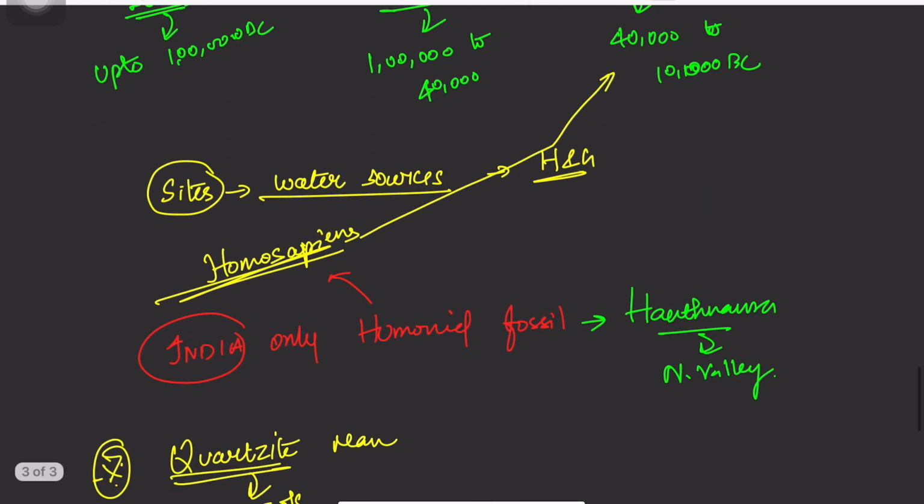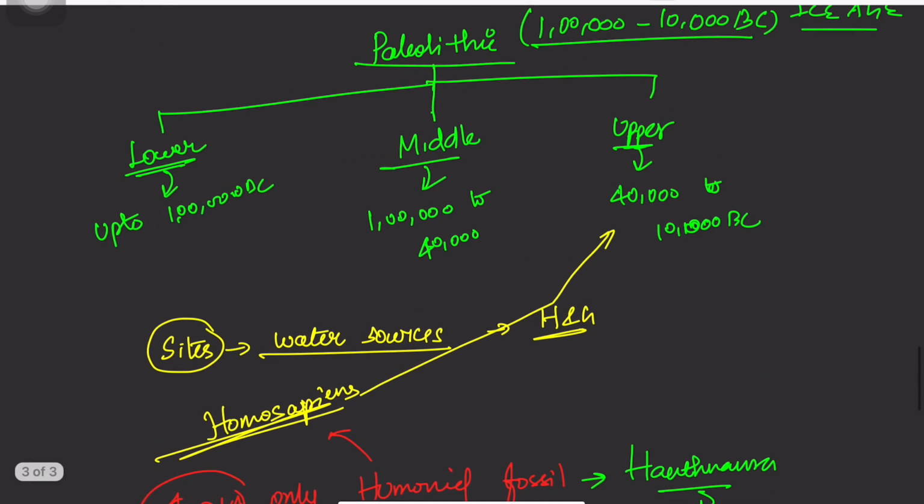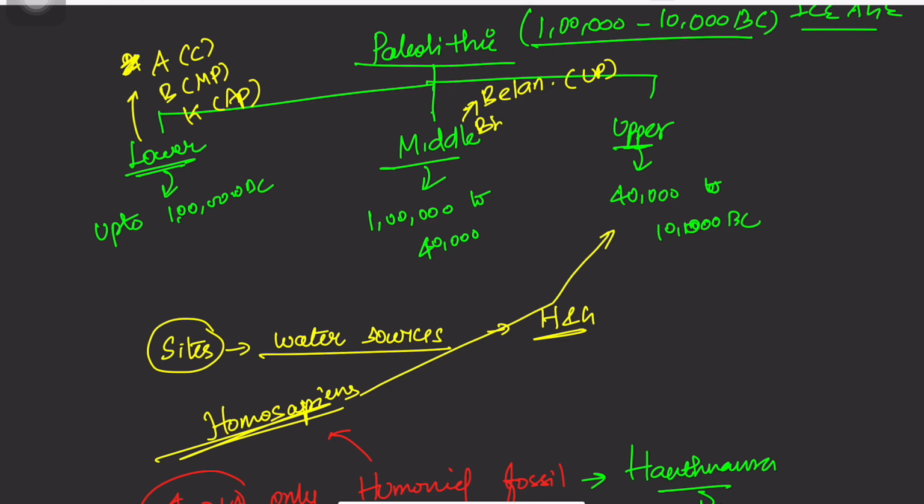Some important sites for lower Paleolithic, among the many sites, were Attirampakkam in Chennai, then Bhimbetka in Madhya Pradesh, then Kurnool in Andhra Pradesh. If you take middle Paleolithic, the important sites are Belan Valley, which is located in Uttar Pradesh, and then Bhimbetka again, located in Madhya Pradesh.